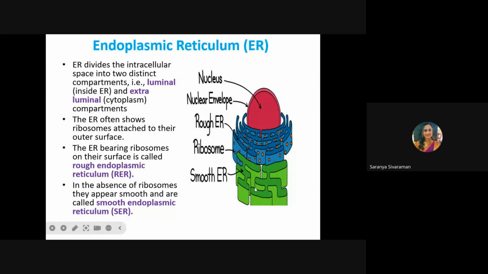Yes, ma'am. Did you understand this luminal and extraluminal space? Yes, ma'am. Take down only the first point, because the rest you know.